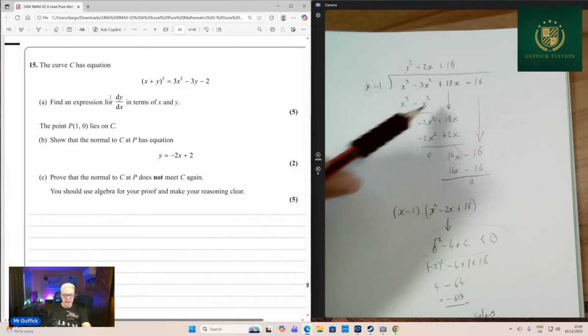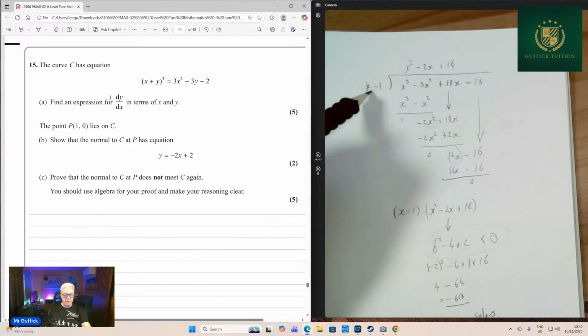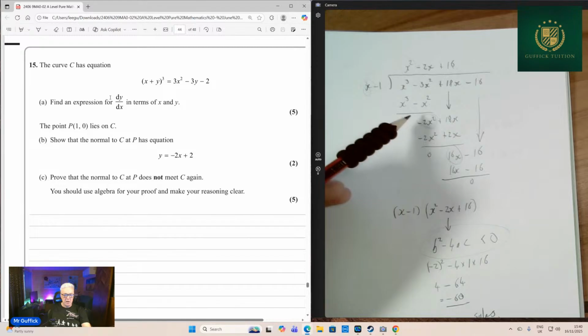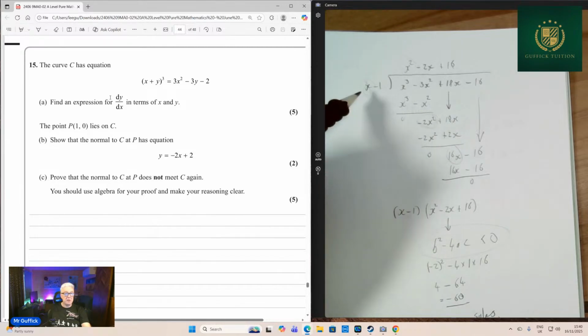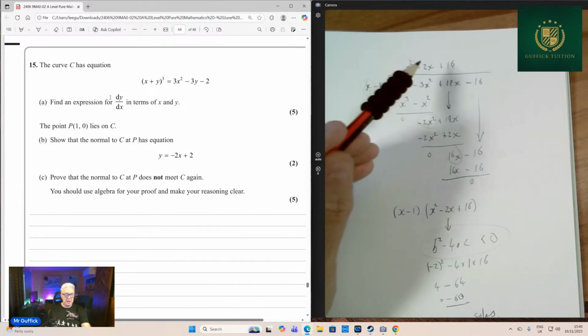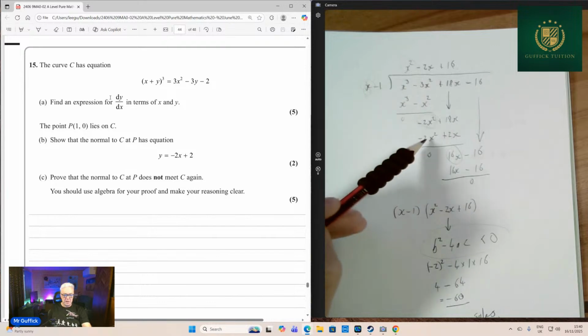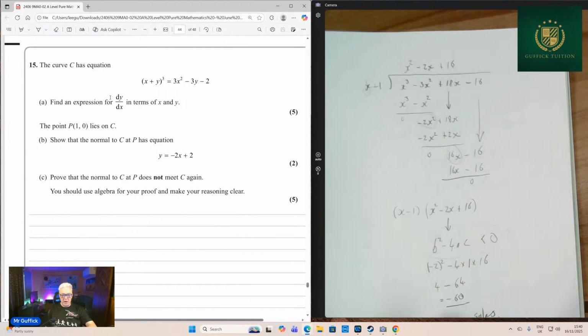Drop down the 18x and repeat the process. I look at my x, I look at my minus 2x. What do I need to do to x to change it into minus 2x? Times it by minus 2. So you times it by minus 2 and take them away from each other.